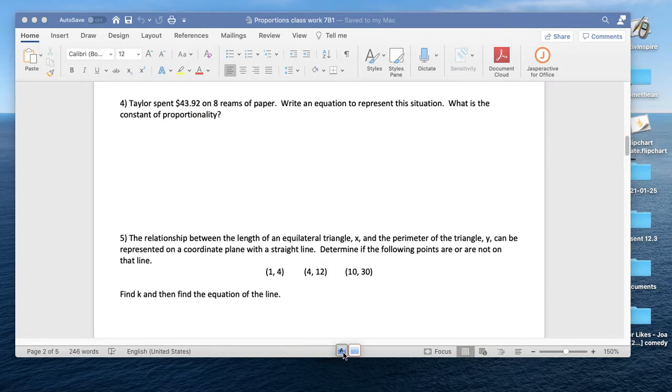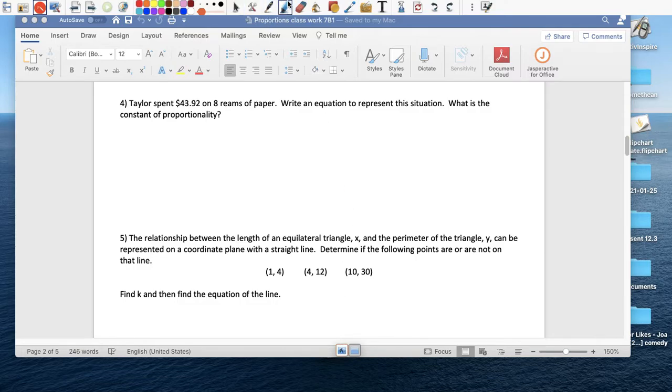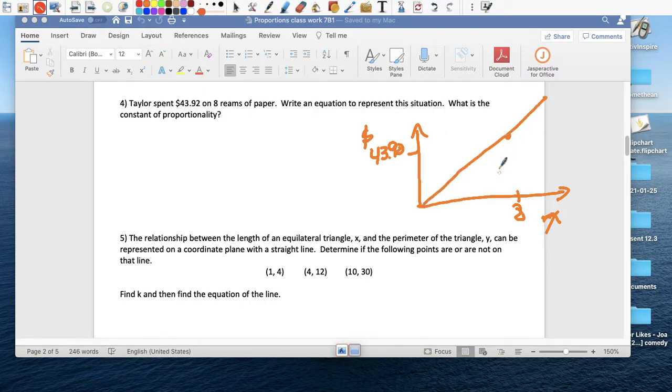Number 5. Okay, so the reams of paper, constant proportionality. So then you want the equation of the line. If I just imagine this for a second, 8 reams of paper, and I paid $43.92. So that would be my independent variable. So this is my x. Right, so here's a point. And 7 would have cost this much, 6 would have cost this much, and so forth. So we want the equation of the line as well here, right?